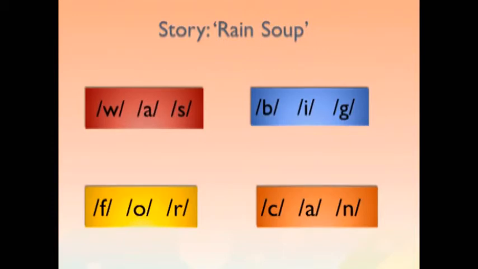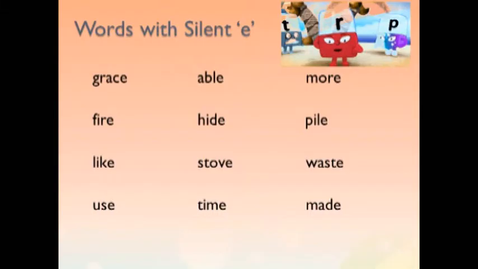And the word can also has 3 sounds: K, a, n. Now let's take a look at those words with silent E at the end. Here is a list of words taken from the story. The words are grace, fire, like, use, able, hide, stove, time, more, pile, waste, and made.